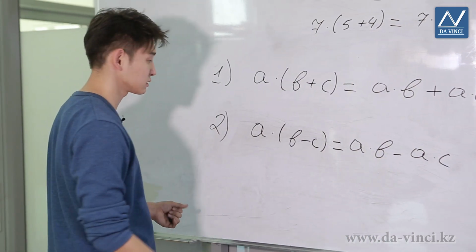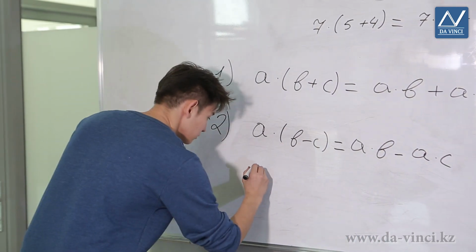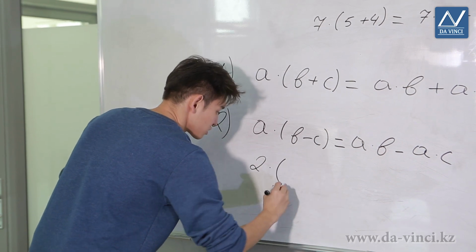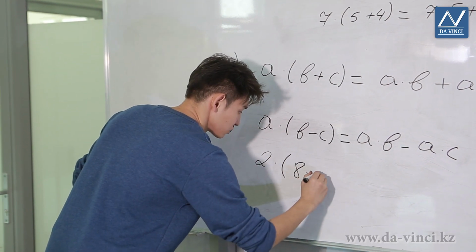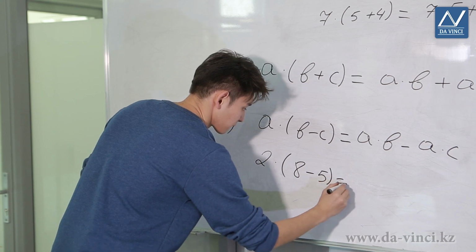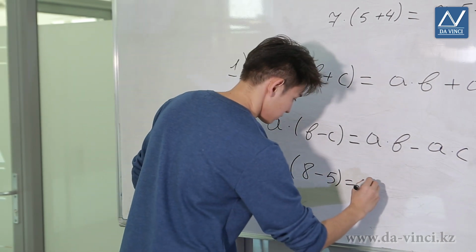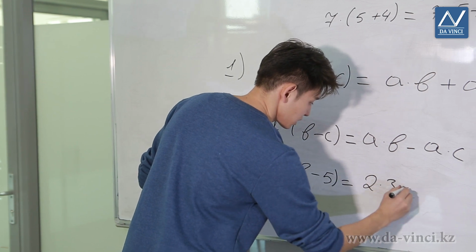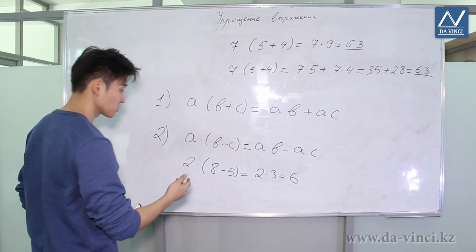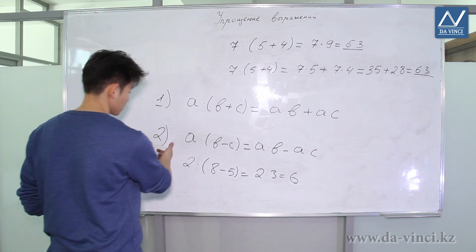Let's take a look at an example of this property. The number 2 multiplied by 8 minus 5. 8 minus 5 is equal to 3. That is, 2 multiplied by 3 will be 6. Let's take a look at the same example, but using the second property.